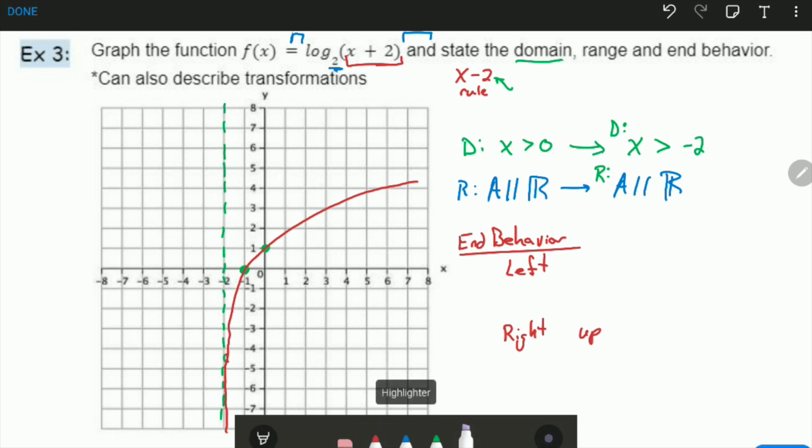Now, if we try to do left side, we start in the middle and go to the left. It appears like it's going down. However, there is a little bit of a problem with that idea. We never cross this asymptote.